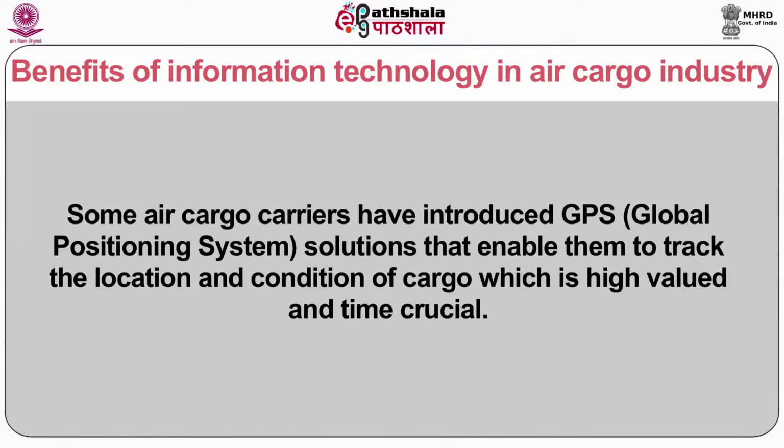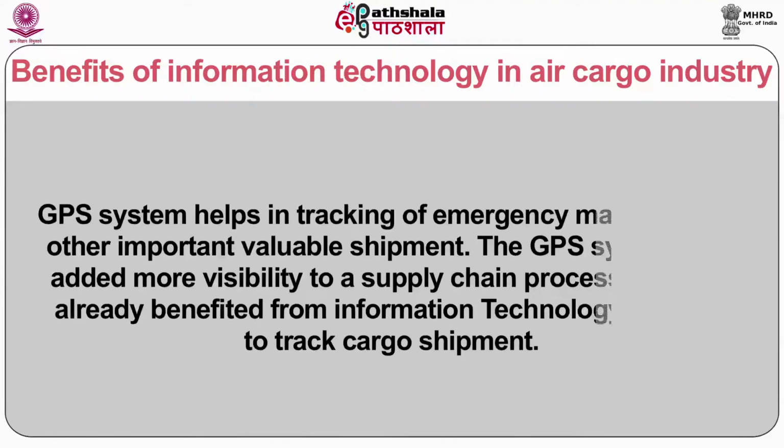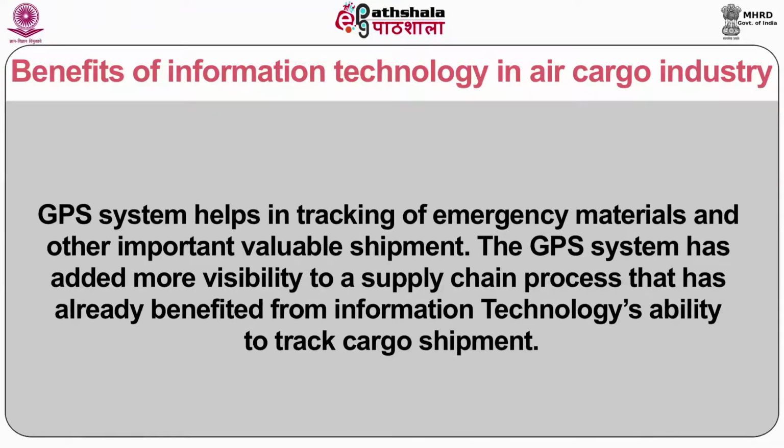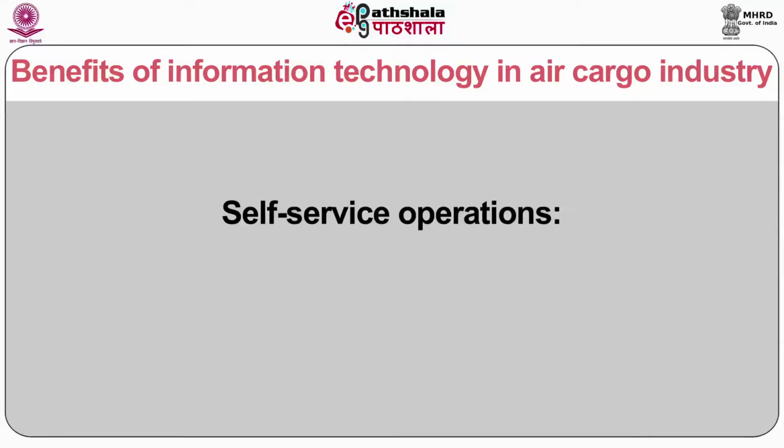Some air cargo carriers have introduced global positioning system solutions that enable them to track the location and condition of cargo, which is high valued and time critical. The GPS system has added more visibility to a supply chain process that has already benefited from information technology's ability to track cargo shipment. Then the next one, the seventh one, is self-service operations.